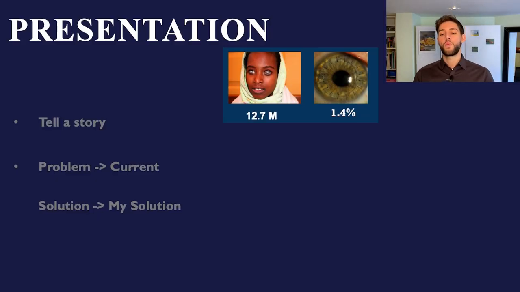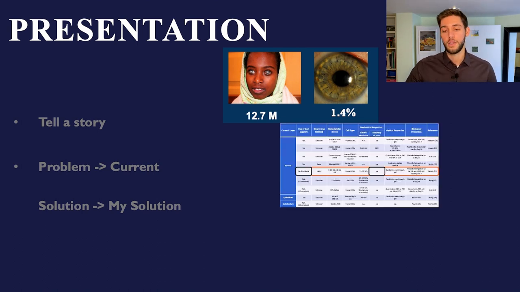And then you're like, 1.4% of these people only get treatment. And they're like, what, 1.4%? And then you're like, from those 1.4%, these are the treatment options, and this is why they're not that good, and this is why only 1.4% of them get treatment. But I have my solution. My solution, or what I hypothesized, is that this is a better solution, and this is how we're going to help solve at least partially this problem. And then you immediately got people engaged. Okay, tell me more. How are you gonna help solve corneal blindness?